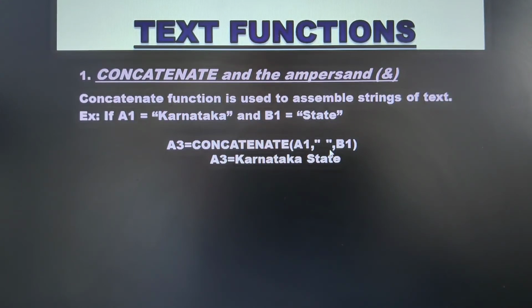That's it. But I don't want it that way. I want a blank space in between them. So double quotes, blank space I have given here, comma, then specify the second string which you want to concatenate, that is B1. When I execute it, I get here Karnataka state. That is how I have to use the concatenate function.